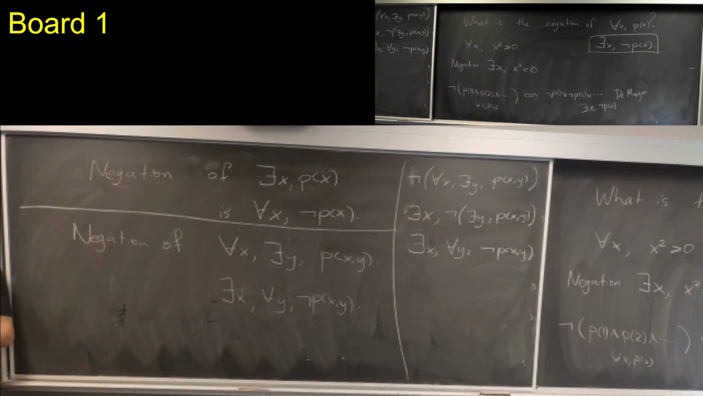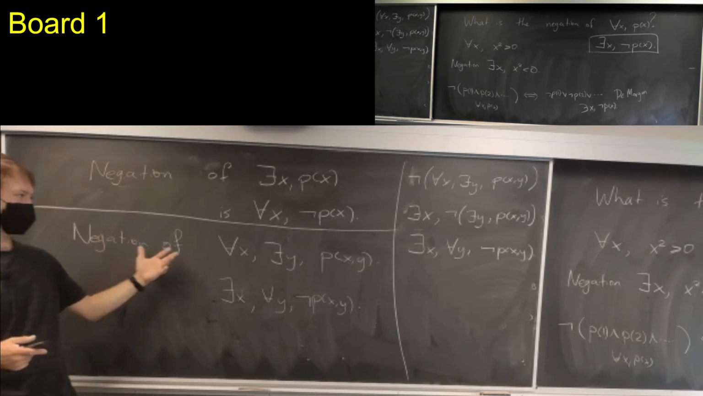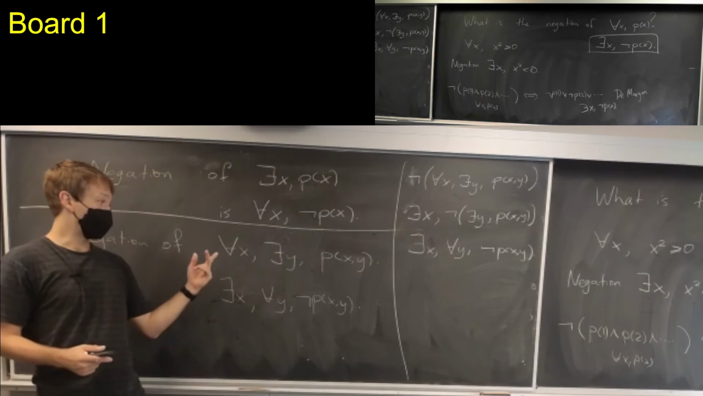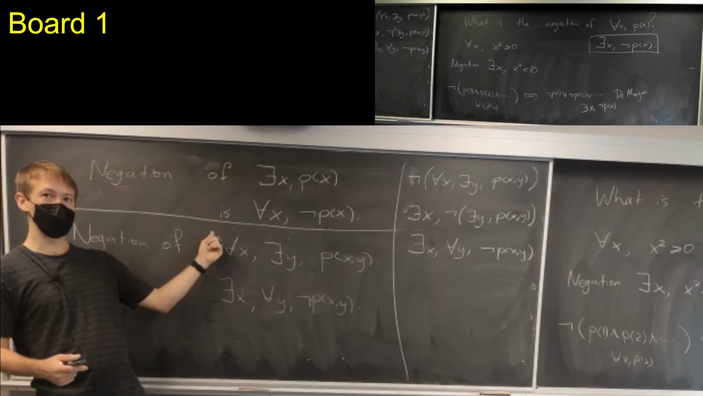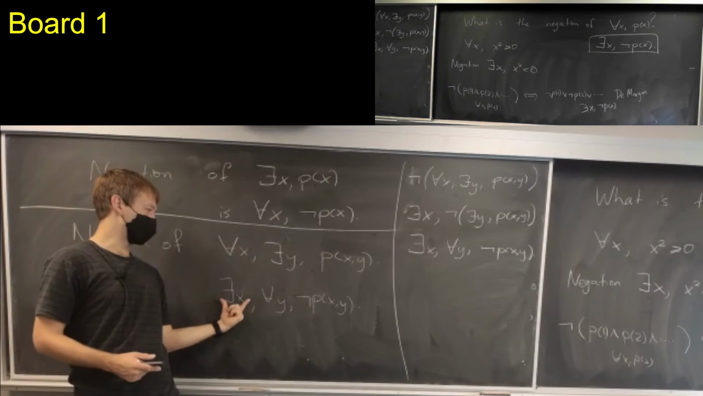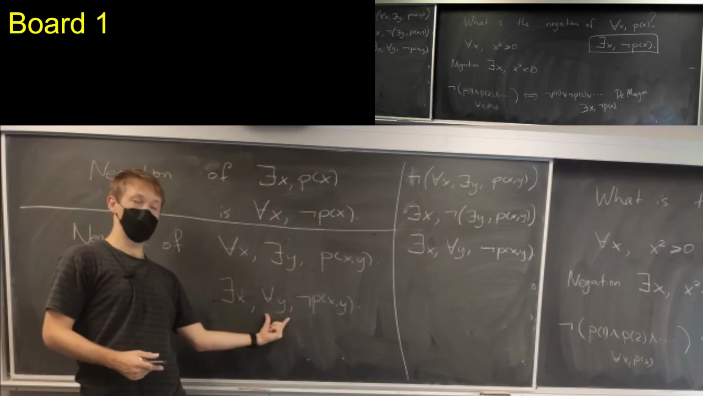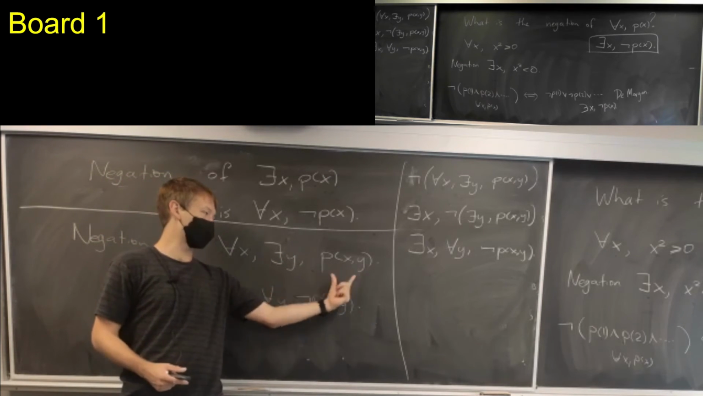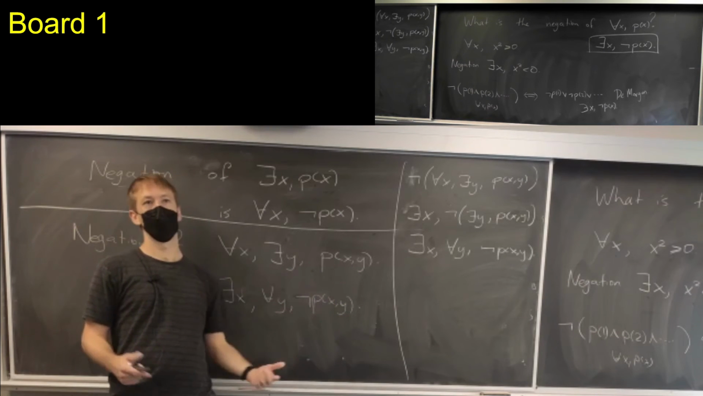But if you prefer to just remember the rule: when you negate statements with lots of different quantifiers, you go through them one by one. You change the for all to there exists, so that becomes there exists. This exists becomes a for all, and then you negate the thing inside. So P(x,y) becomes not P(x,y), and that's going to work.